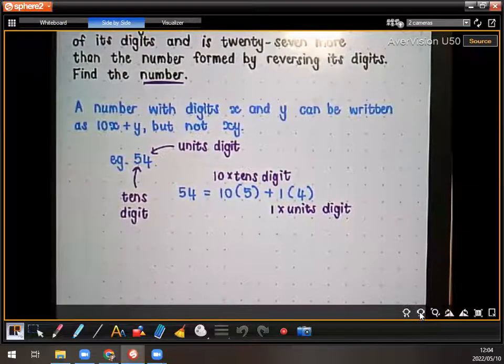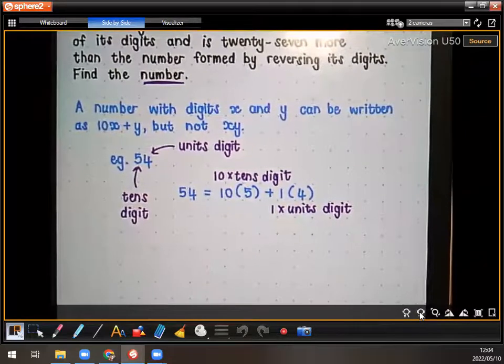Can we agree that 10 times 5 plus 1 times 4 is 54? The same number. It's just a very strange way of writing the number, but since we're talking about digits, we need to understand that we can write a two-digit number. A two-digit number will always have a tens digit and a units digit.